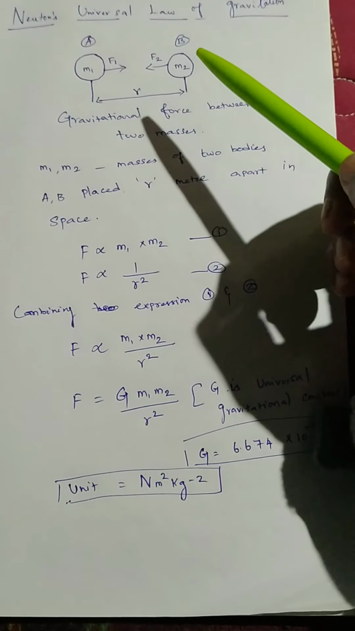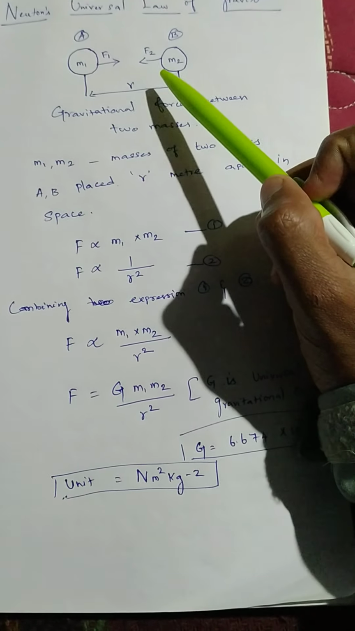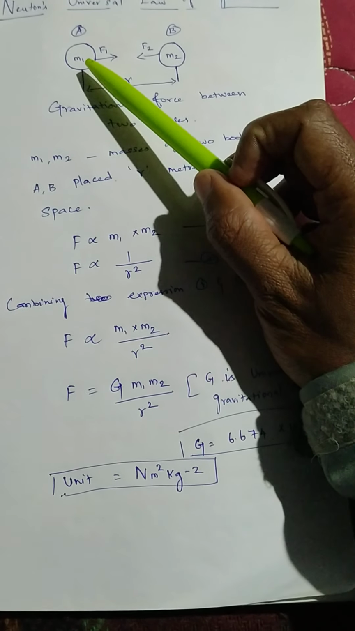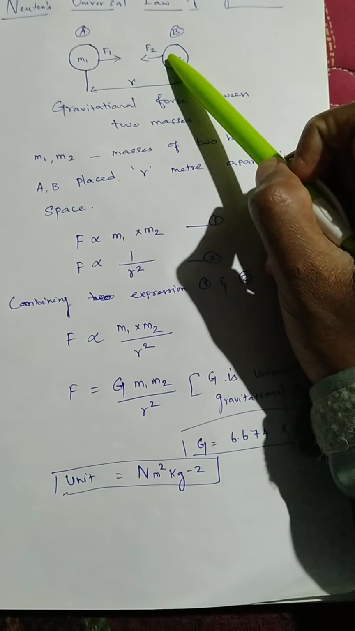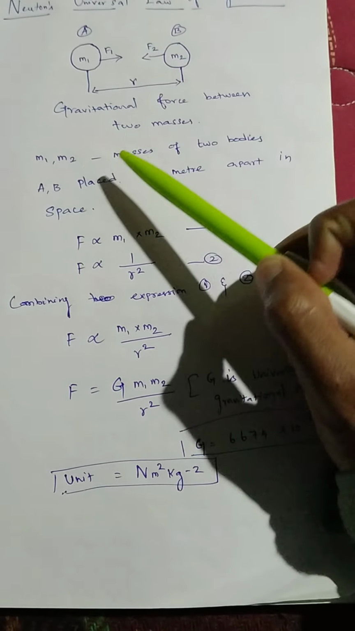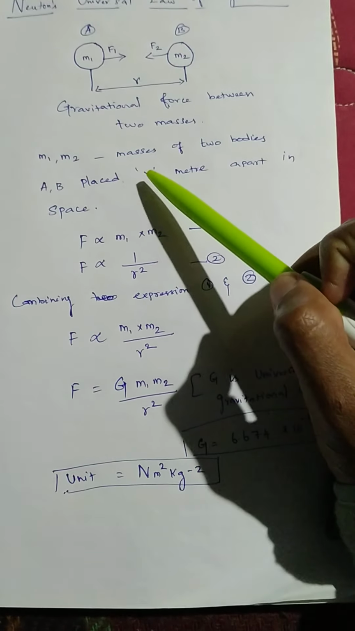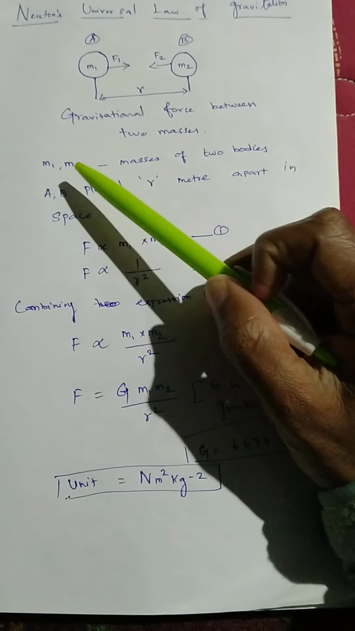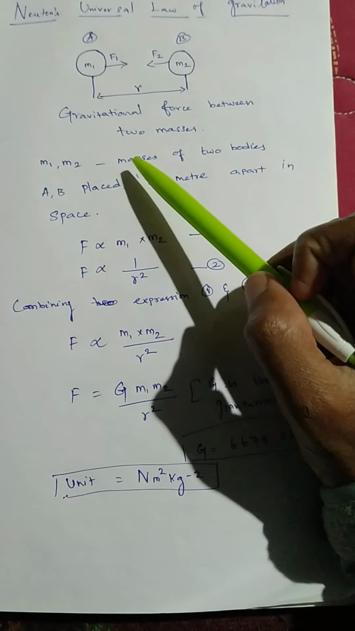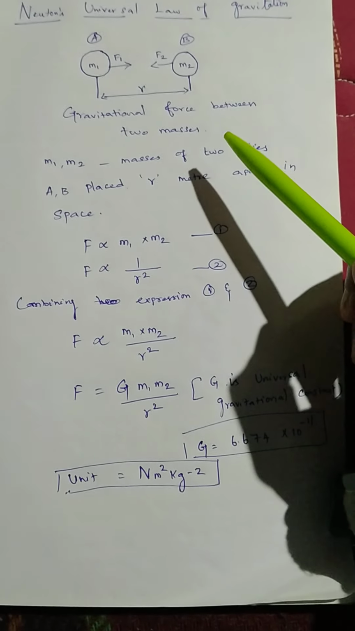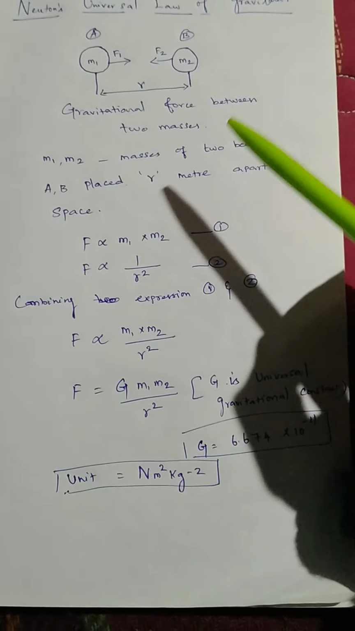this is the distance between the centers of the two masses. It is denoted by r, which means A and B are placed r meters apart in space, and m1 and m2 are the masses of the two bodies. So dear children, please remember the definition.